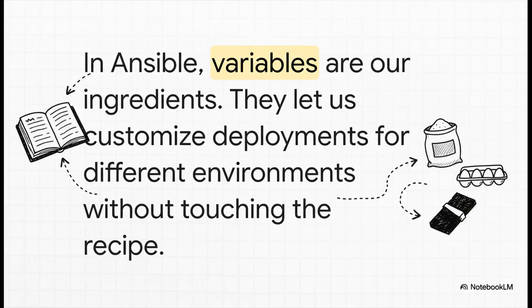Now, a recipe isn't all that useful if you can't tweak the ingredients, right? You might want to deploy to a test server one day and a production server the next. In Ansible, our ingredients are called variables, and they're what let us customize our deployment for all these different situations without ever having to change the core steps of the recipe itself.